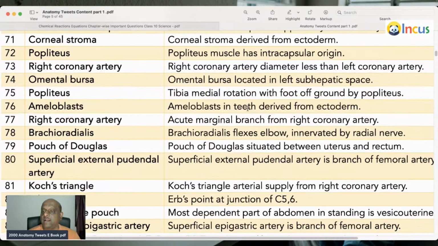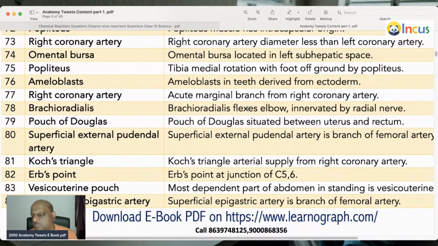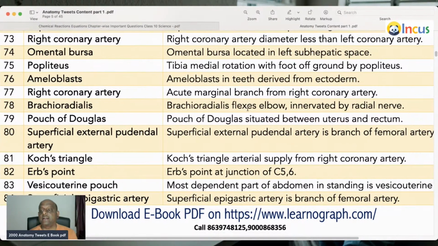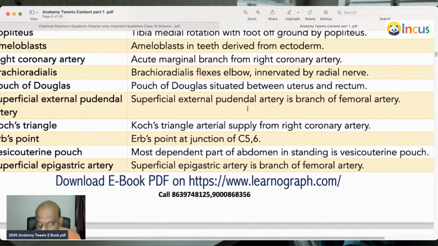Where is the pouch of Douglas? It is the recto-uterine pouch. It is between the uterus and rectum, is what you need to remember. Superficial external pudendal artery, which is very important for supplying the genitalia, is a branch of the femoral artery.